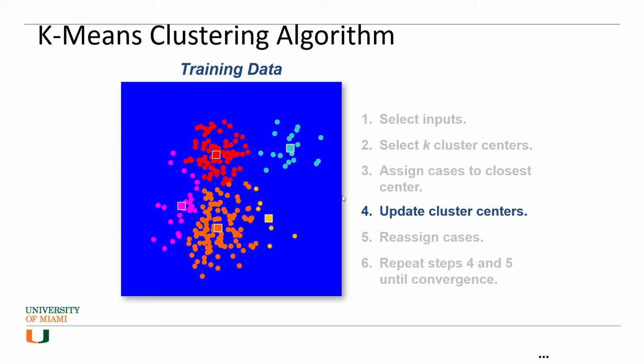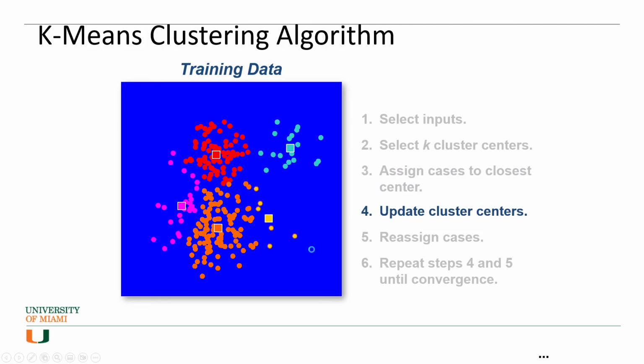Now we have to update the membership to each cluster based on the new position of the centers. Remember, first, we had selected this place randomly to be the center of the yellow cluster. And based on that, you could say that, all right, this observation is very far from the yellow center, but is closer to the orange center, so I'm going to assign it to the orange cluster.